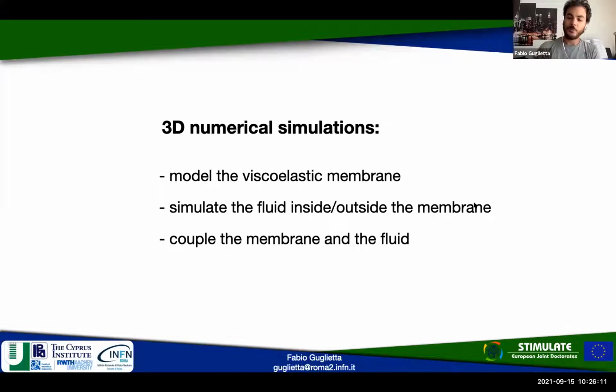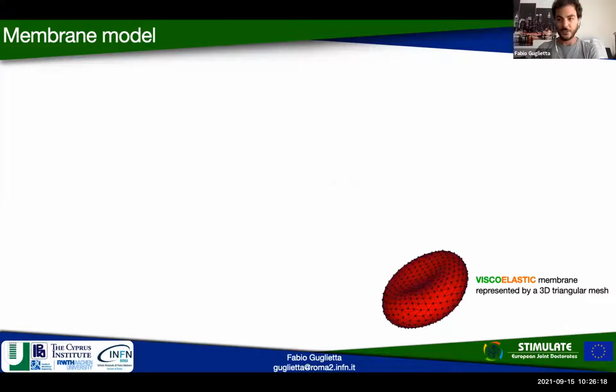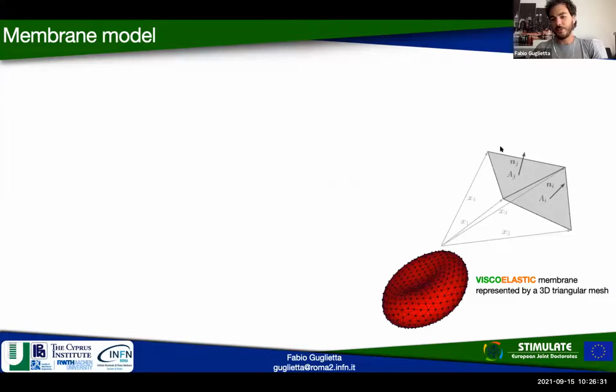I will show you a couple of slides to explain this, but I don't want to spend much time on it, otherwise there will be no time for the results, which are the most important part of the talk, I hope. This is a sketch of the 3D triangular mesh used to simulate the viscoelastic membrane of a red blood cell. And this is a zoom on the surface where you can see two neighboring triangles composing the mesh.